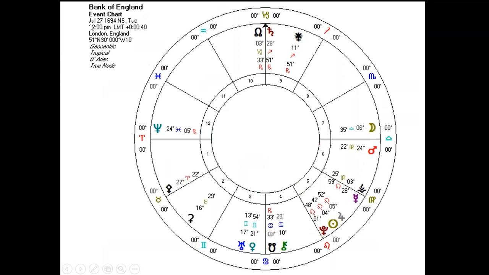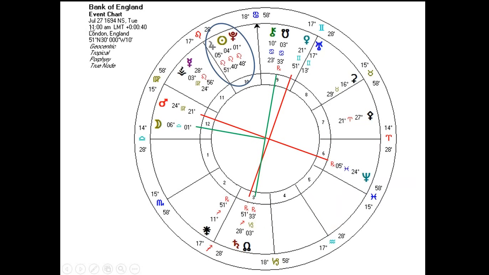This date, July 27th, 1694, is when the Bank of England opened for business. So most people feel that it would have been somewhere in the morning, and playing around with it, I think it's possible that it could be somewhere between 10:45 and 11 a.m. Look at the rising sign. Look at where Uranus is. Look at where Pluto is starting to come. We could see more going on here.